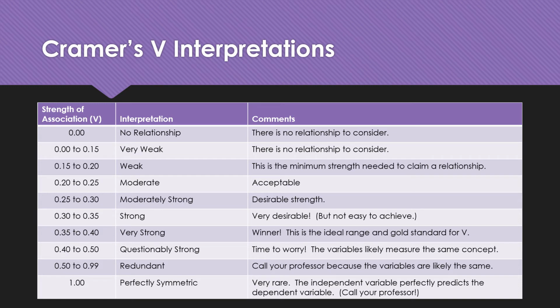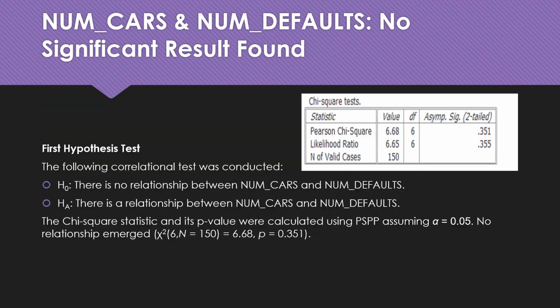This slide shows you how to interpret Cramer's V strength of association. You will see this in practice when I present the significant result found, or the result where we rejected the null hypothesis. The first chi-square test of independence was conducted to determine a correlation between num cars and num defaults. Our null hypothesis for this test was that there is no correlation between num cars and num defaults, and our alternative hypothesis was that there is one.